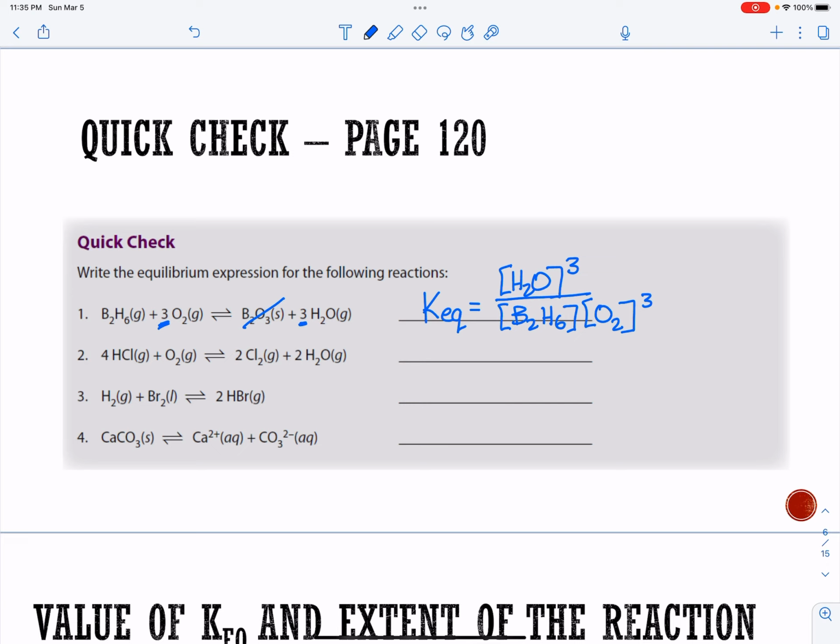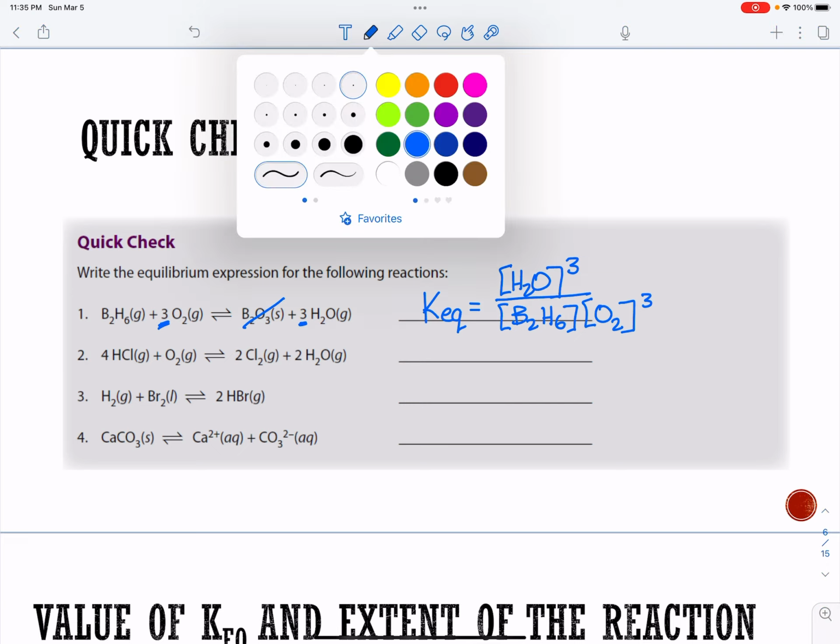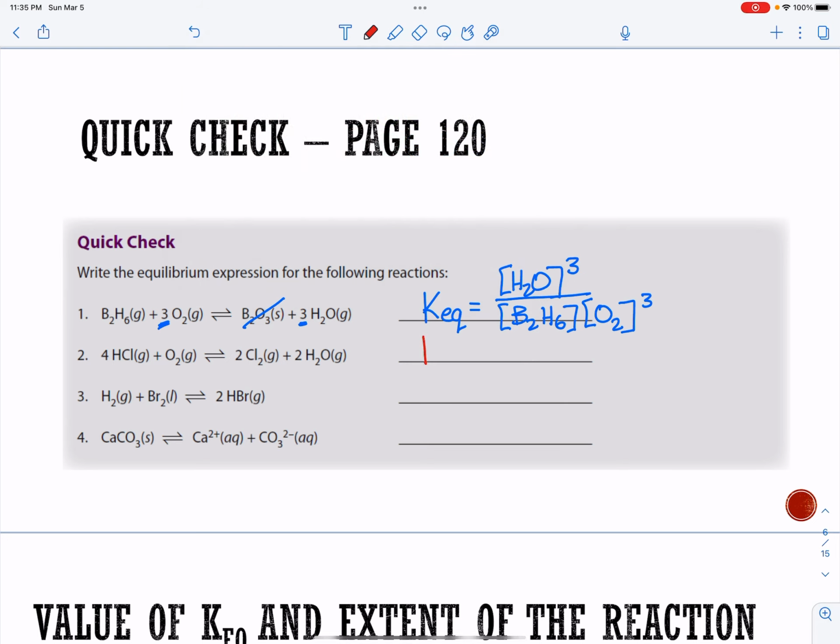Second one, you can see that we've got all gases, so all of those gases are going to be included in my equilibrium expression. KEQ is equal to Cl2 squared multiplied by H2O squared. Now, if this H2O was a liquid, I would leave it out, but because it's a gas, it can change its concentration, so we'll leave it in the equilibrium expression. I'm going to do HCl to the 4th power on the bottom, and oxygen just to the 1st power, or just leave it by itself. So there's question number 2.